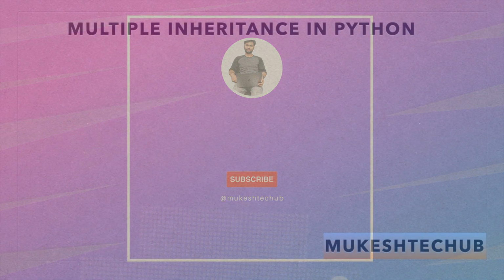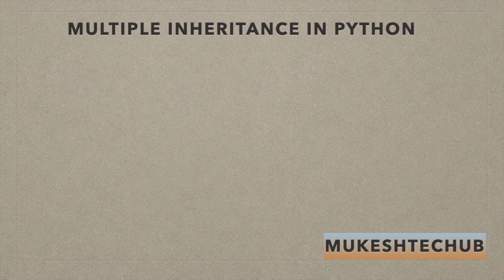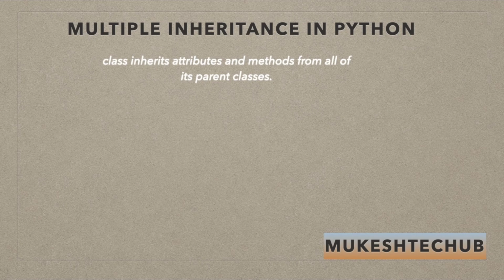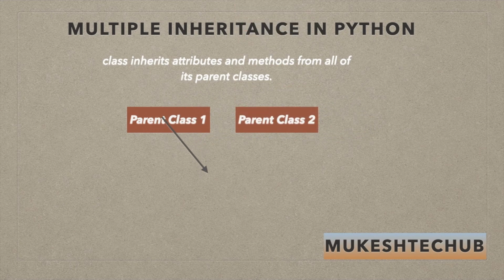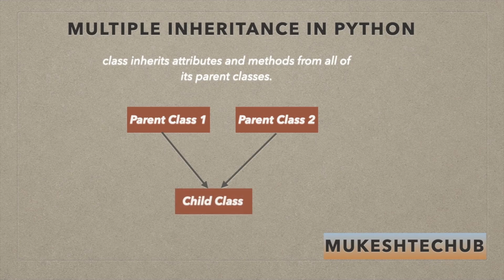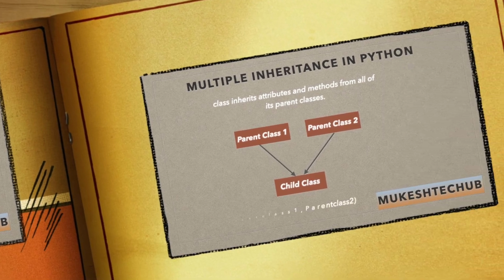Never miss an update. Okay, so in this video, I will explain the concept of multiple inheritance and how it works in Python. Multiple inheritance is a feature in Python that allows a class to inherit attributes and methods from multiple parent classes. So there could be multiple parent classes with the attributes and the methods, and the child class acquires all the attributes and properties from those classes.